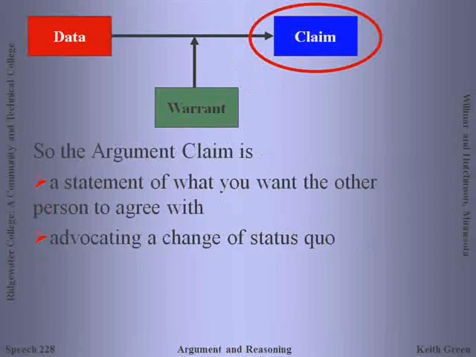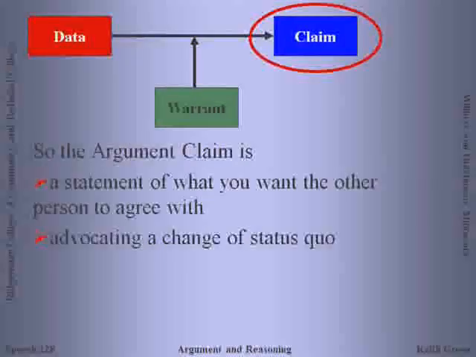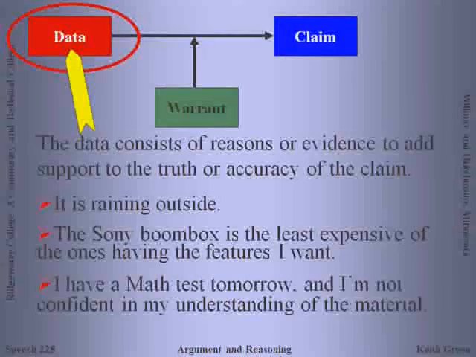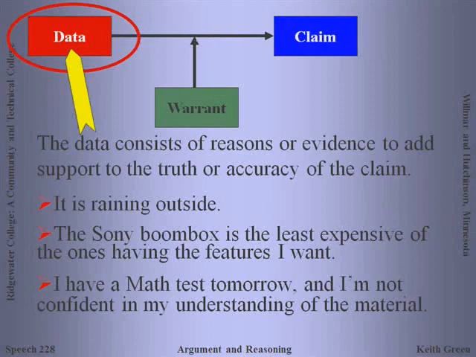So the argument claim is a statement of what you want the other person to agree to, and it's advocating a change of the status quo. It's a change of what we assume to be true. The data consists of the reasons or evidence to add support to the truth or accuracy of the claim.